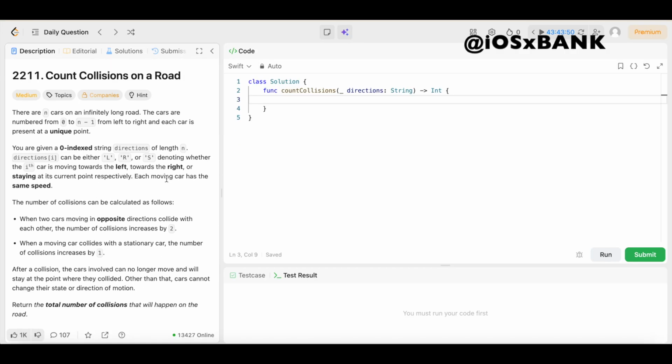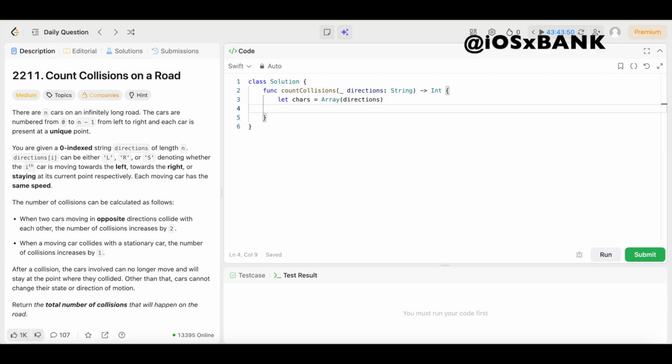And now that we understand the question, let's get into the fun part, the actual solution. Solution is not that difficult at all. Now, the first thing we need to do is convert the string into an array of characters, which will help for faster indexing. So we're going to say let chars equals an array, and we're just going to pass in directions right there. So we're going to turn directions into an array.